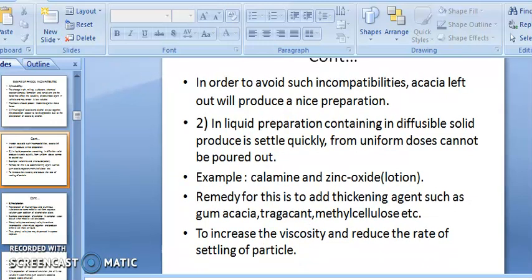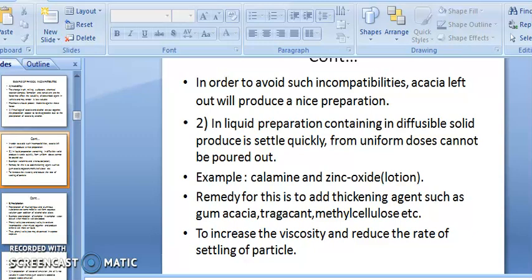In a liquid preparation containing a diffusible solid, the solid settles quickly and forms a uniform cake that cannot be poured out. A liquid preparation containing a diffusible solid has a movement of ions or solid from higher concentration to lower concentration, and that leads to the formation of a cake. This will not pour out, and the drug will not give an accurate dose.